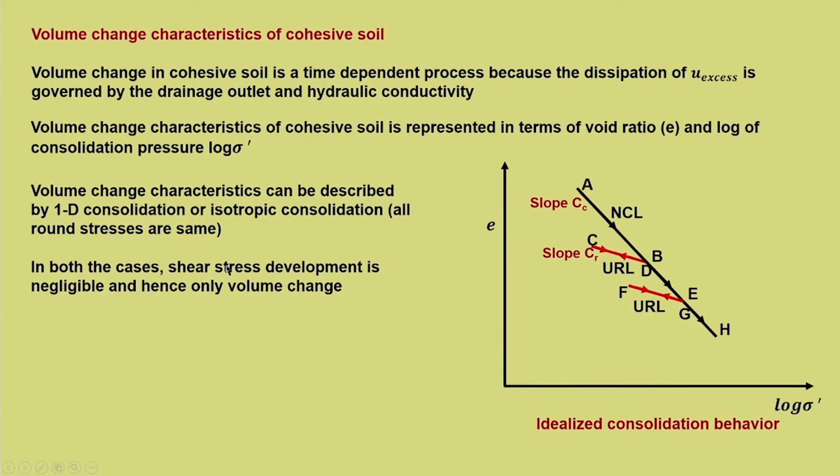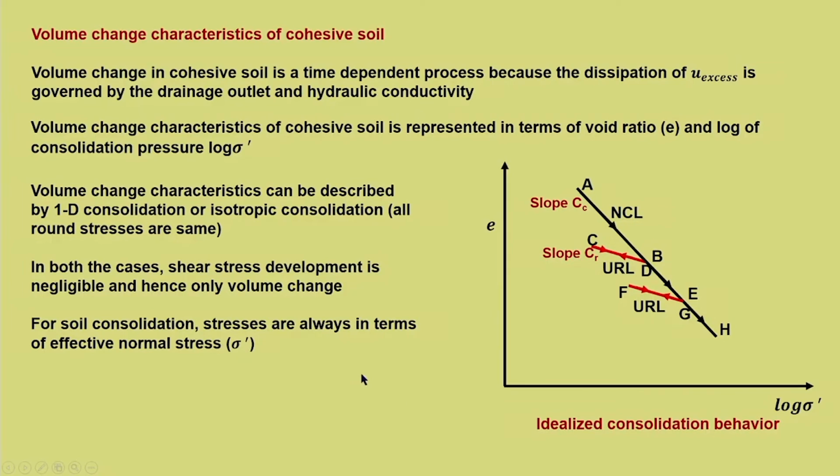In both the cases, shear stress development is negligible, hence we are talking only about volume change behavior. In both the cases, because of infinite rigidity, or in the case of isotropic consolidation, all round stresses are same, there is no possibility of development of shear stress. So, we are basically understanding volume change behavior specifically, the way we discussed in module 1, like no shearing, only volume change. For soil consolidation, stresses are always in terms of effective normal stress. Second statement of effective stress principle, which says that all compressibility behavior is entirely governed by the effective stress.